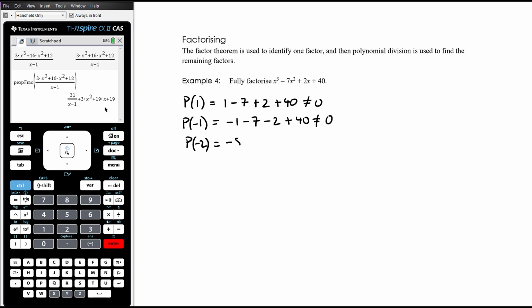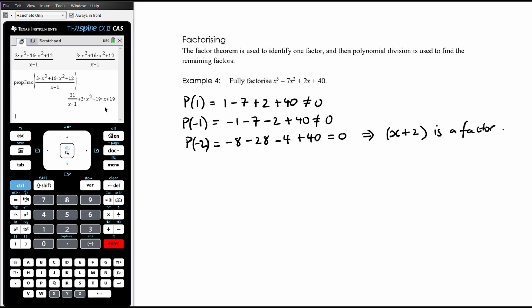Negative 2 cubed is negative 8. Negative 2 squared is positive 4, so times negative 7 is negative 28. And negative 2 times 2 is negative 4. And I think that's going to work, isn't it? Negative 36, negative 40? Yep. So when we add 40, that's going to give us 0. Okay, so if p of negative 2 equals 0, that means that x plus 2 must be a factor.